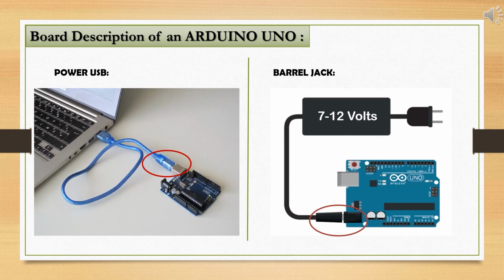Power USB. You can see the power USB which is connected to the PC by a USB cable. Arduino board can be powered by using the USB cable from your computer. All you need to do is to connect the USB cable to the USB connection. Guys, by using this power USB, you can program your Arduino board. Next one, barrel jack. In the barrel jack, the Arduino board can be powered directly from the AC main power supply by connecting it to the barrel jack.